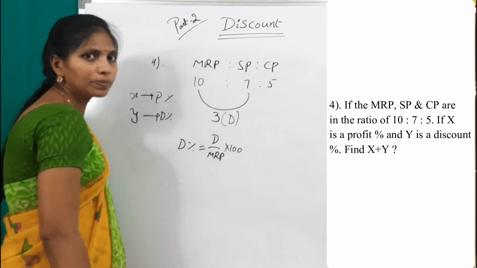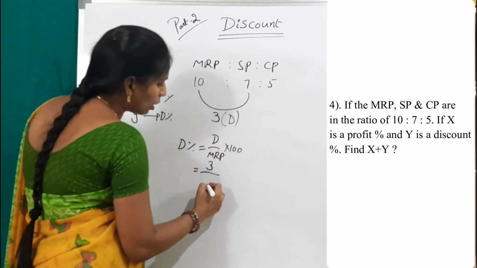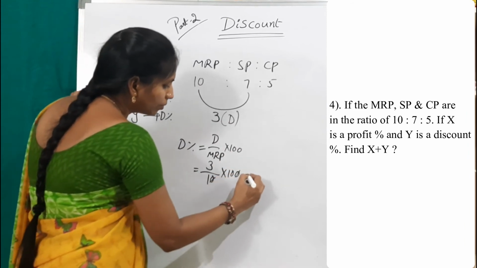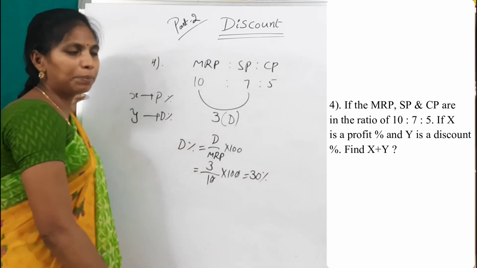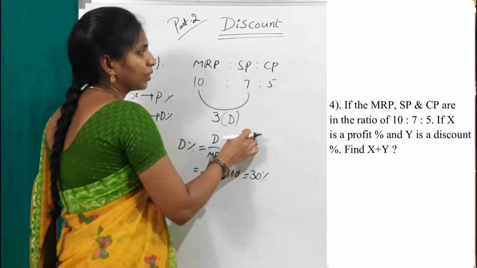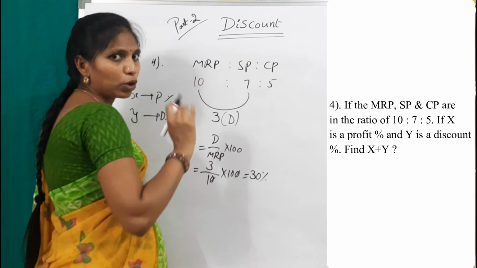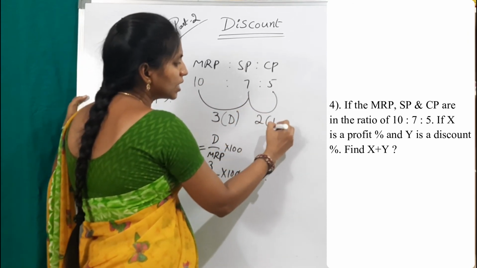Yes or no? Discount is what? 3. By MRP is how many parts? 10 into 100. Now 30. Discount percentage is 30 percentage. Now see, profit percentage. Here SP is 7 and CP is 5. So there is a profit. How much profit? 2. This is the profit.